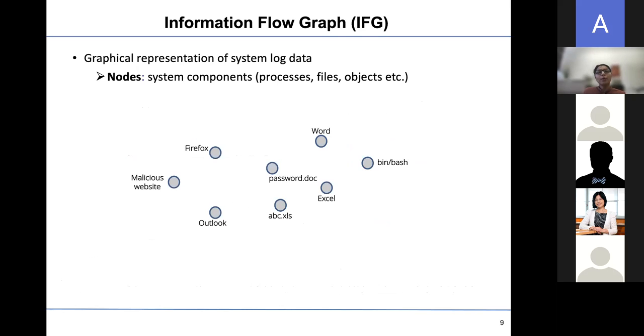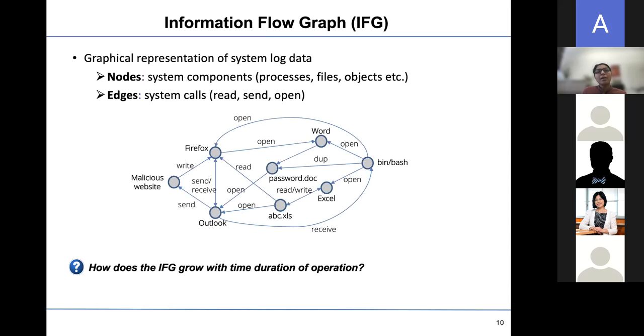So an information flow graph is a graphical representation of the system log data, where the nodes are the system components, that is the processes, the files, and the objects that you have in your system. And there exist edges when there is a system call. If there is a read, a write, a send, or an open operation, and a particular file was accessed, then there will be an edge between those components, right? So the whole system log can be captured as an information flow graph where the nodes are the system components and the edges are the different operations going on.